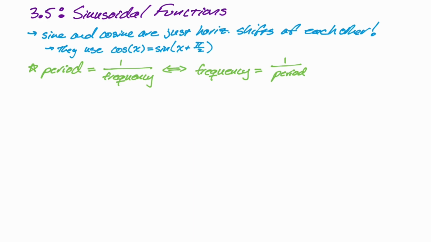Another word that you need to know is amplitude. Amplitude is the maximum minus the minimum divided by 2. So that's one way to find it, right? Find the maximum of the graph, the minimum of the graph, subtract them, divide by 2.